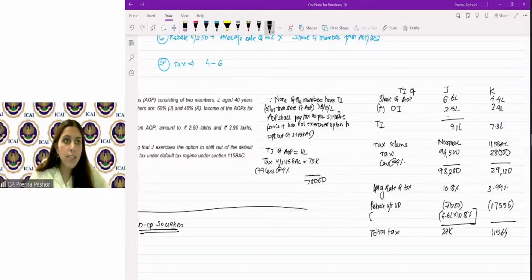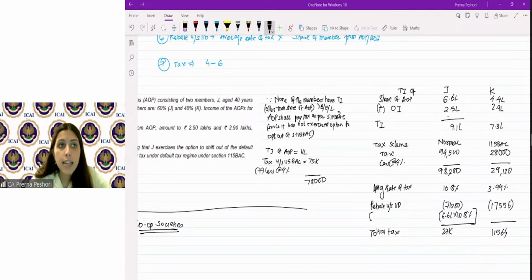Yes, students, is this clear? How is Geeta's other income more than the basic exemption limit? Geeta, K is opting for 115 BAC. For 115 BAC, the basic exemption limit is 3 lakh and not 2,50,000. Are we clear?